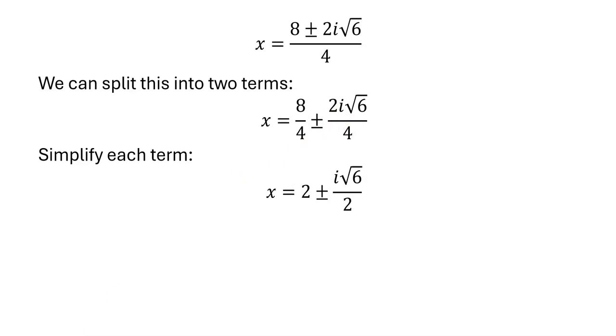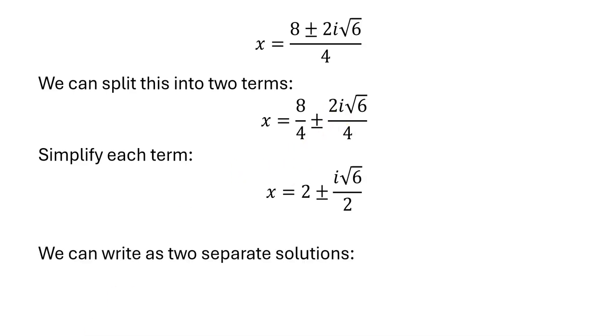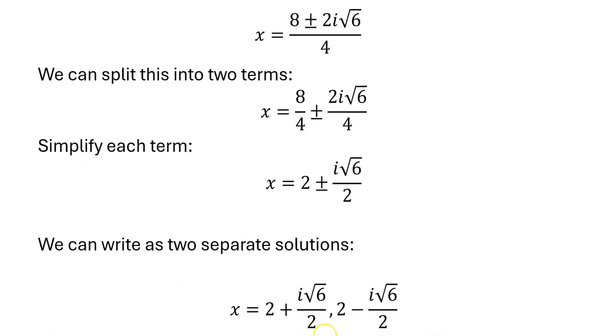If I want to give that as two separate answers or solutions, I have 2 plus i radical 6 over 2 and 2 minus i radical 6 over 2. Because remember that plus or minus is what gives us our two separate solutions.